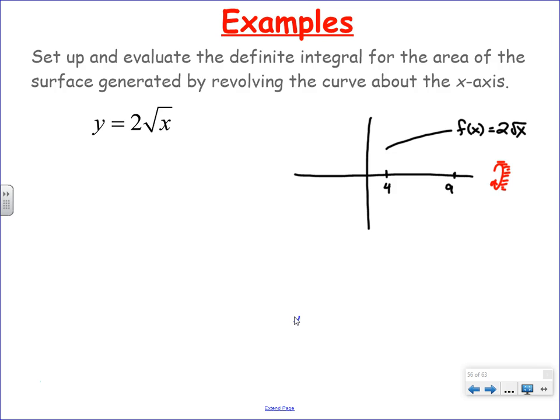And what's going on? It's revolving. You'd have to draw it, yeah, like that.